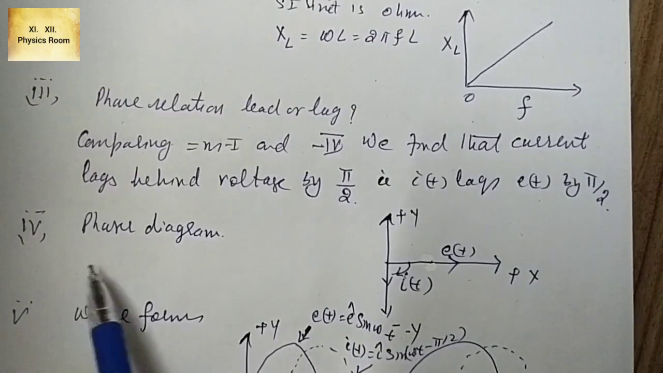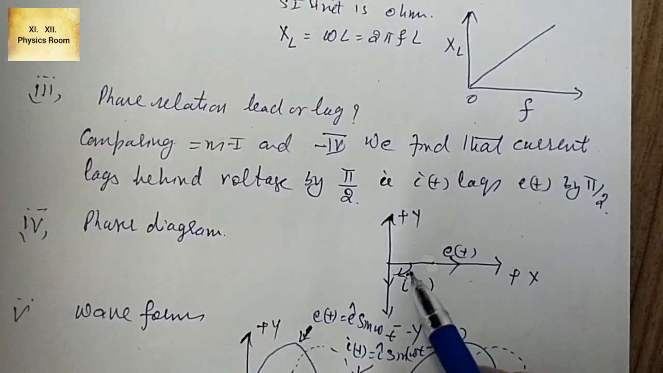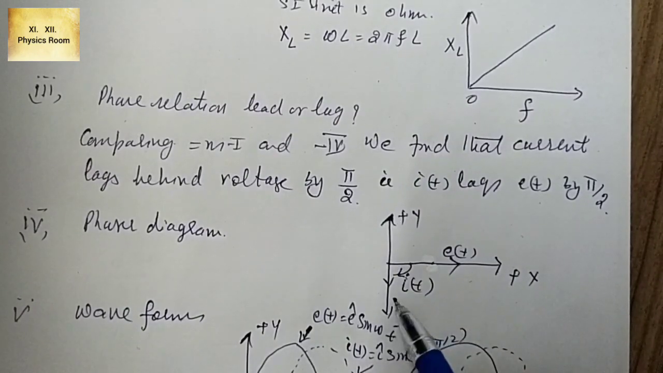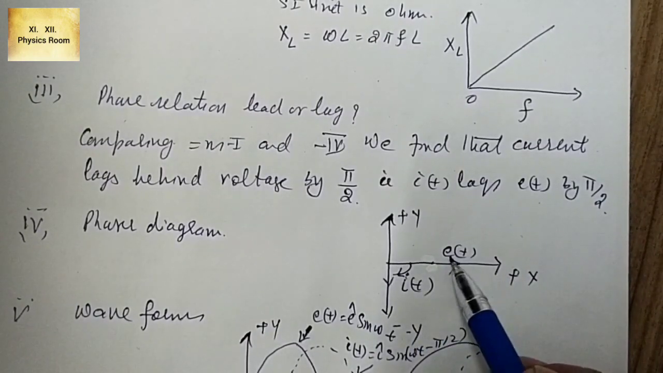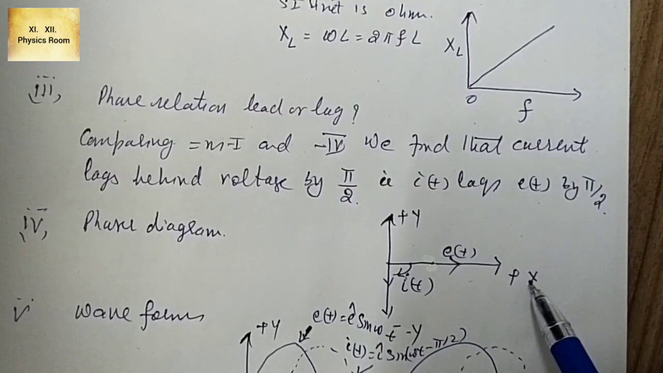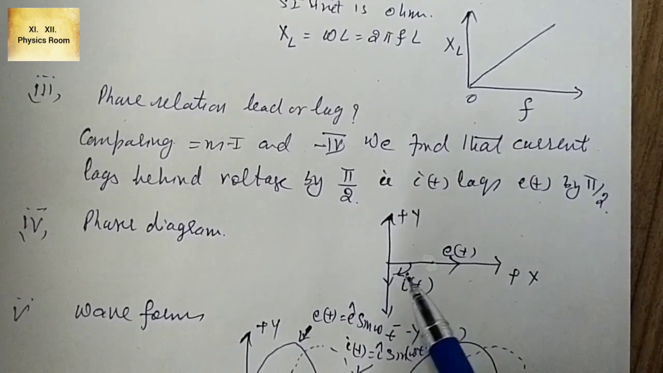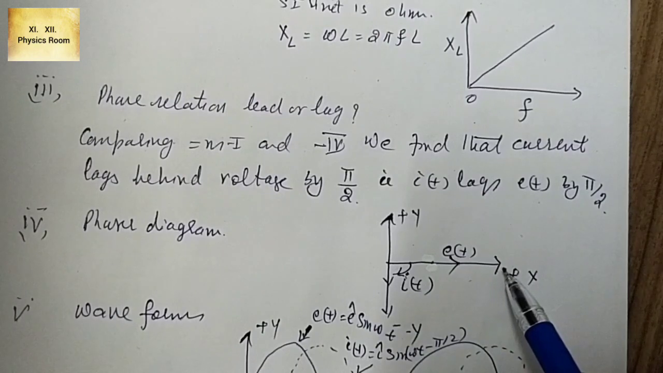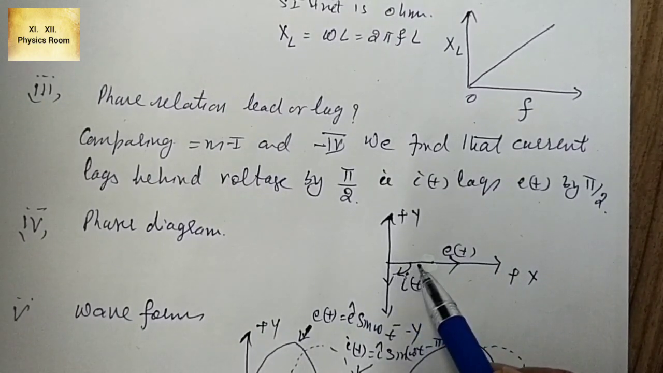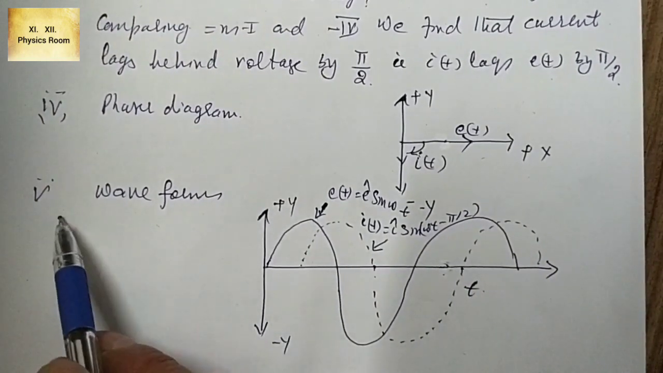Fourth step is the phasor diagram. How we represent the phase between the two. Suppose this is plus y, this is minus y, this is plus x. Here we represent ET along the positive x-axis. Then IT is represented along the negative y-axis, 90-degree lag. If we represent ET along the positive y-axis, then IT would be represented along the positive x-axis. Okay, 90-degree lag.